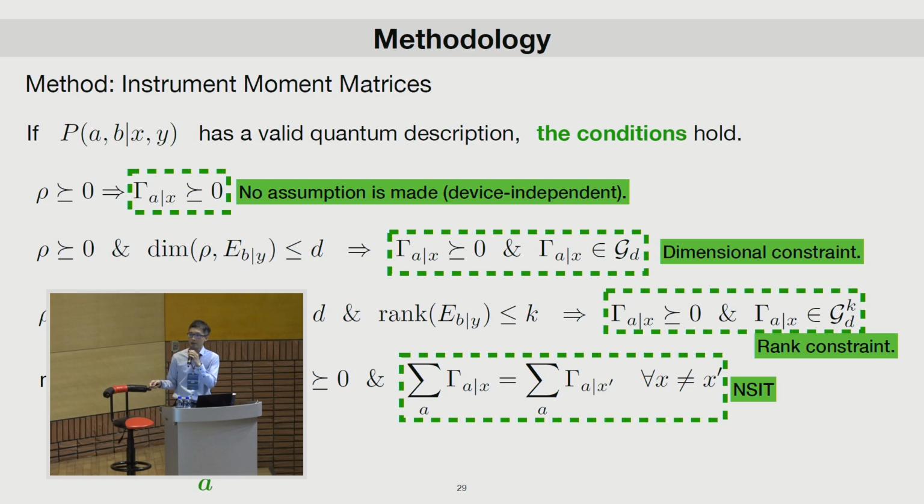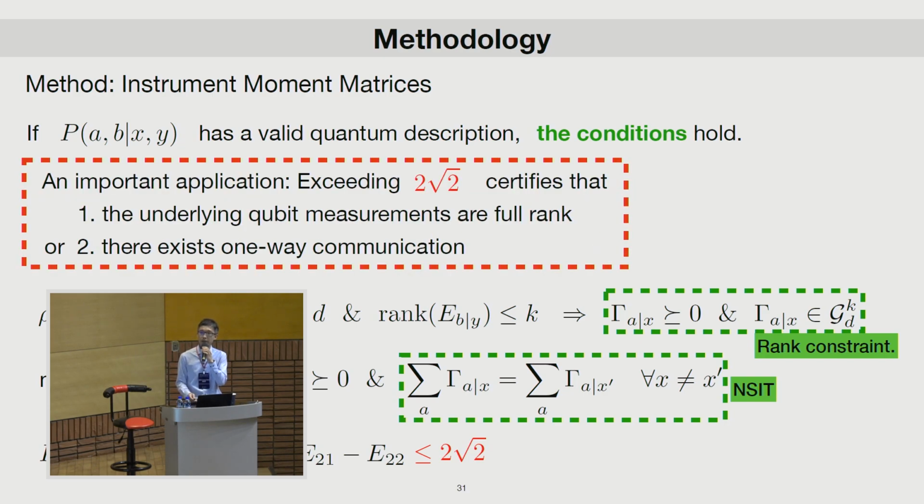And after applying these no-signaling-in-time constraints, we check this temporal Bell inequality again. So we obtain about 2 square root of 2 for this case. Okay, so here we can see that the third one and the fourth one give us the more strict upper bounds. And this actually provides us a very important application. So exceeding 2 square root of 2 certifies that either the underlying QB measurements are full rank or there exist one-way communications from Alice to Bob.